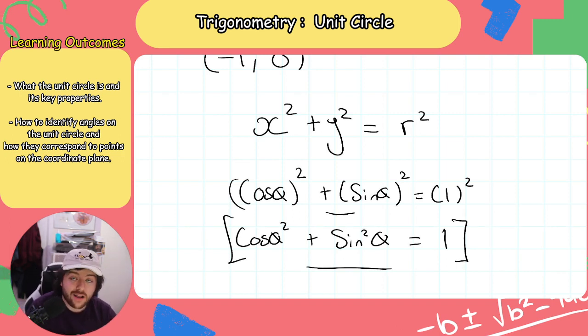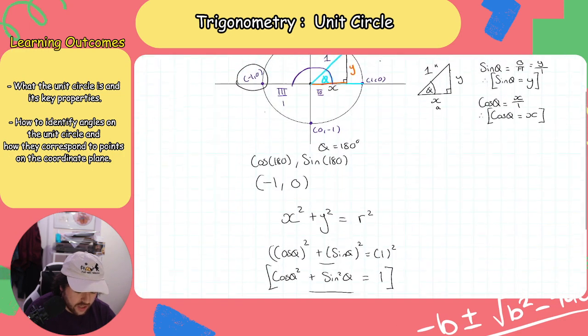So if I have an angle and I find the cosine of the angle and square it and add it to the square of the sine of that same angle, I will always get 1. Always. So it could be cos 185 squared plus sine 185 squared. I'm going to get 1. And that is our unit circle there.